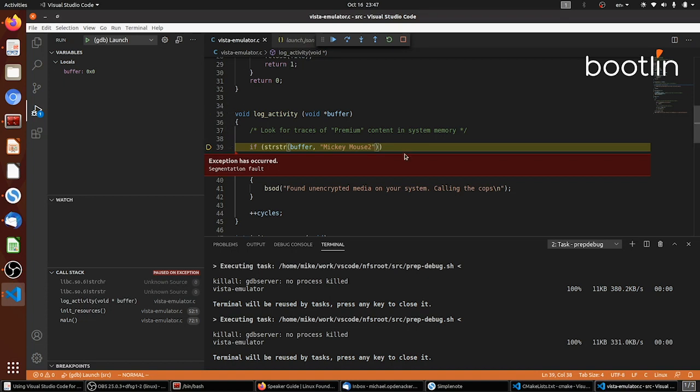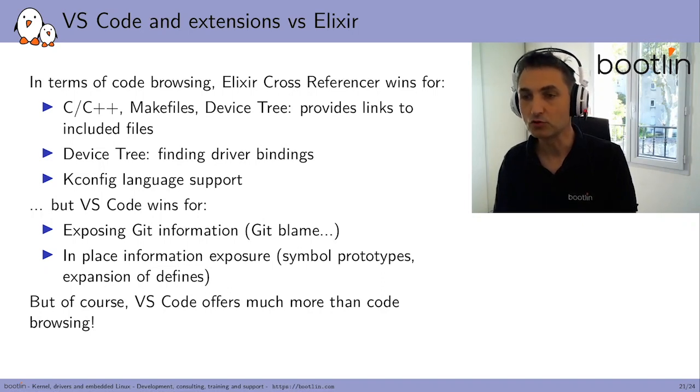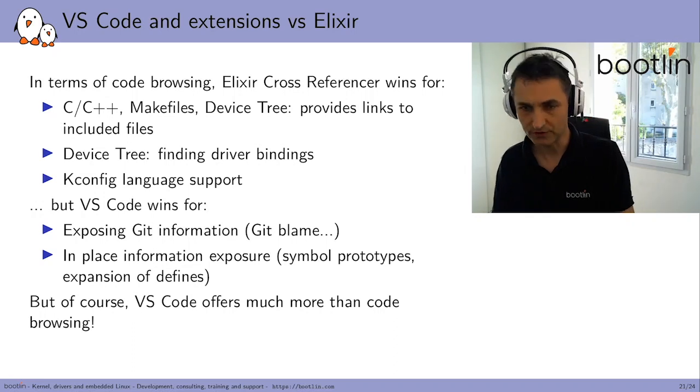It's interactive. It's really a nice experience for me to use a debugger in an interactive way, not only from the command line. It's now getting time to draw conclusions. So in terms of pure code browsing, I believe the Elixir cross-referencer wins for C, C++, makefiles, device tree files. It provides links to included files, which the current extensions in VS Code can't do. In the device tree, it supports finding driver bindings, which is just partially implemented in VS Code extensions. There's also full Kconfig language support. You can look for identifiers in this space.